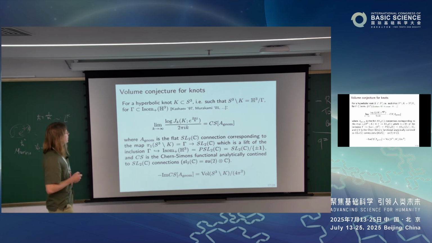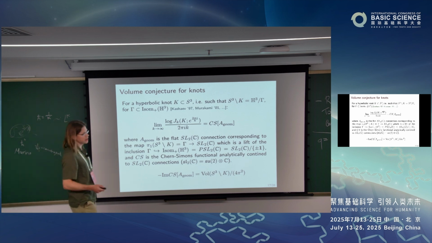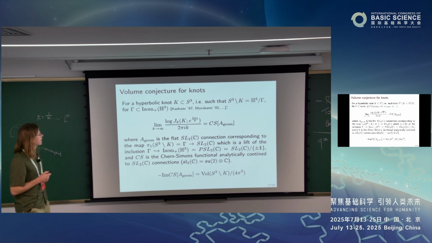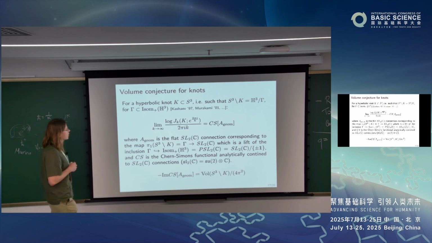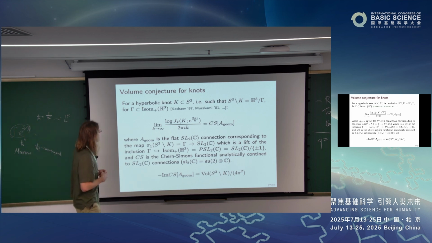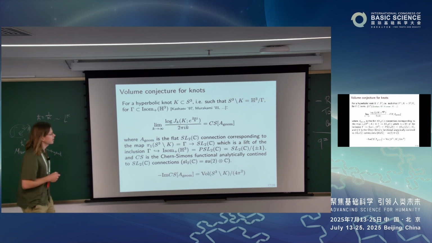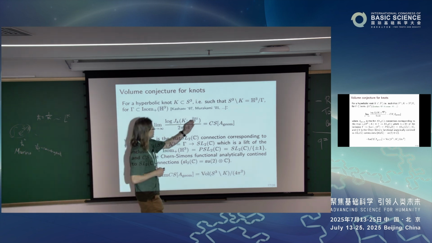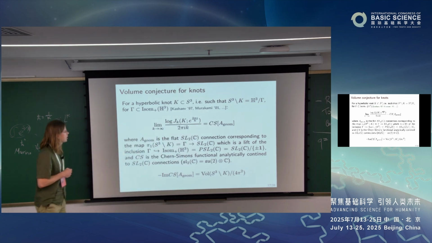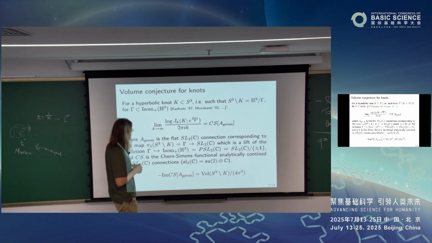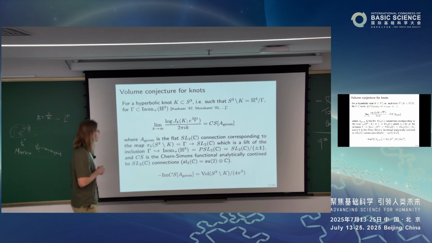Okay, the first version of the volume conjecture was formulated by Rinat Kashaev. It was formulated for hyperbolic knots in the three-sphere. Hyperbolic means that the complement of the knot, a cusped manifold, has a global hyperbolic geometry. And there was a slightly different formulation later by Murakami.